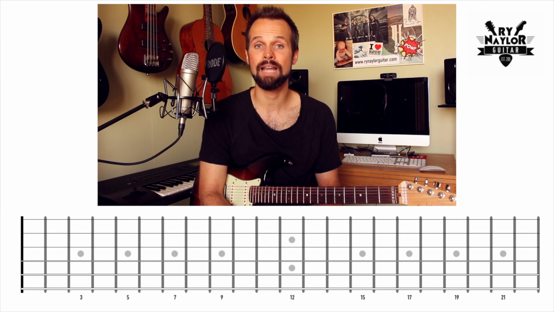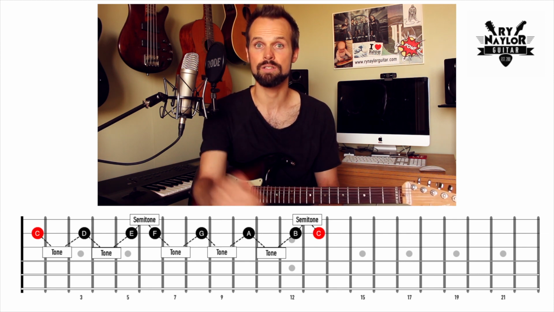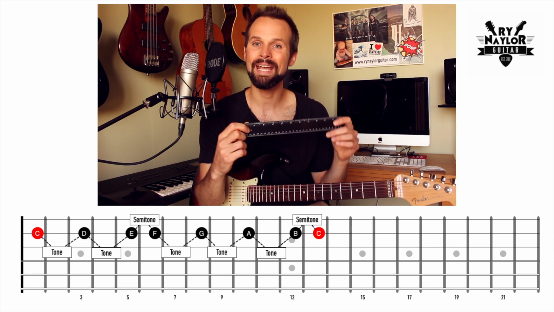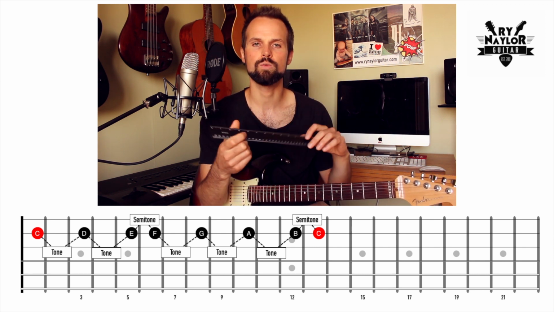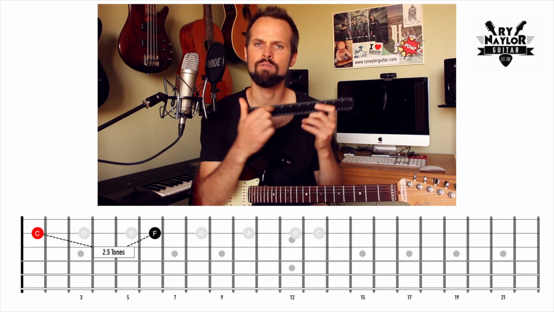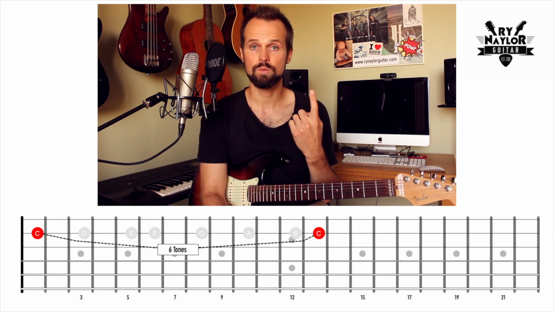Well, up to now we've learnt how you can play the major scale and how it was a series of tones and semitones. Well, that's going to be like our ruler, as it were. The major scale is our ruler upon which we measure the distance between two notes. And the unit of measurement on our ruler would be the tones, being 2 frets, and semitones, which is 1 fret.